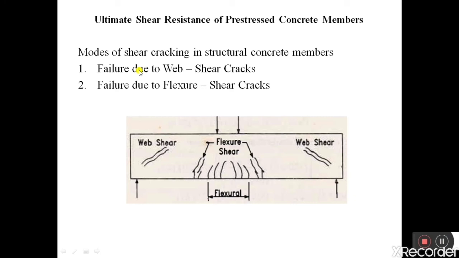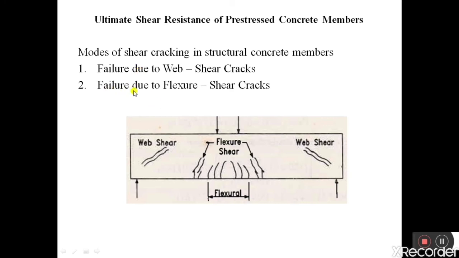When the principal tensile stress exceeds the tensile strength of the concrete, web shear cracks are developed from an interior point. Web shear cracks develop in highly prestressed beams with very thin webs and in beams subjected to large concentrated loads near a simple support. The ultimate shear resistance of a prestressed concrete section with web shear cracking is governed by the limiting value of principal stress developed in the concrete.